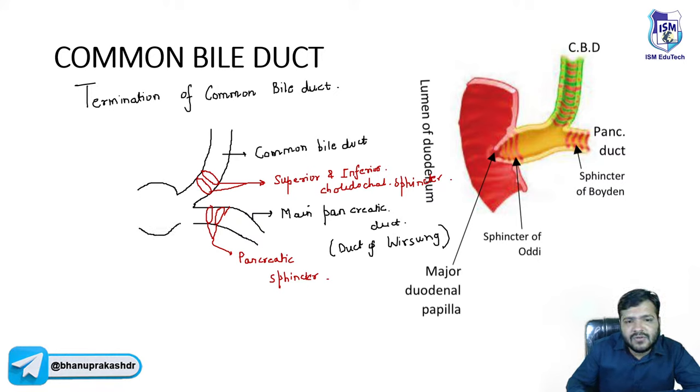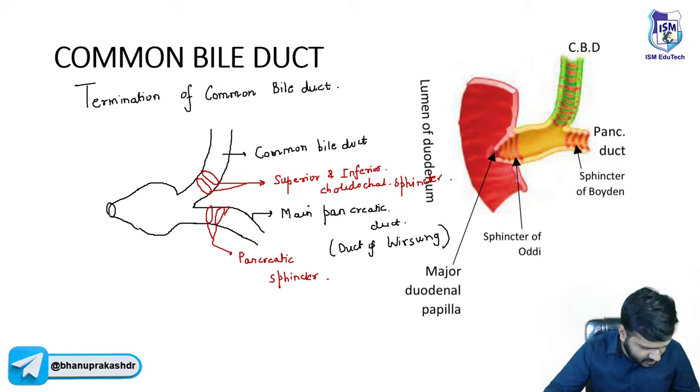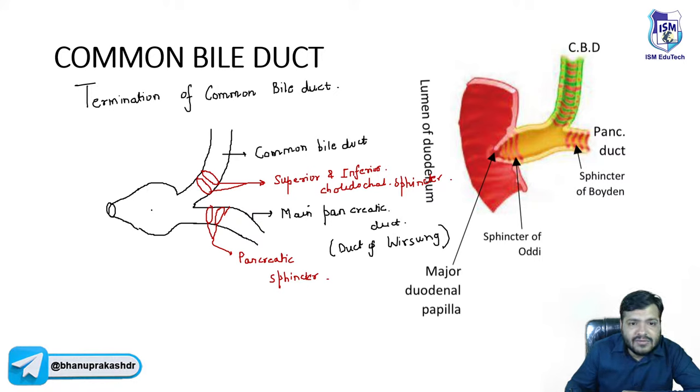Can anyone tell me what this dilatation is called? Dilatation, sphincter, okay, here also a sphincter will be present. That is rightly said by Kriti. Yes, the sphincter of Oddi. But what is this dilatation called? Yes, very good. It is the ampulla of Vater. So this dilatation that you can see over here is the ampulla of Vater.